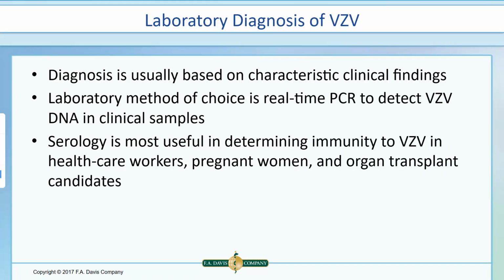Laboratory diagnosis is usually based on characteristic clinical findings. Laboratory method of choice is real-time PCR. Serology is most useful in determining immunity to varicella zoster virus in healthcare workers, pregnant women, and organ transplant candidates.